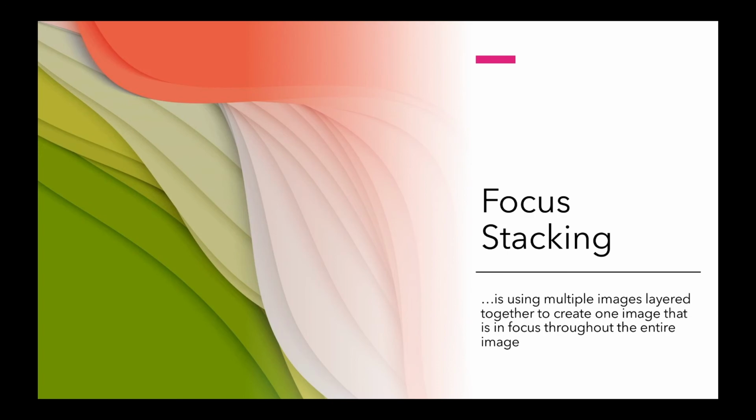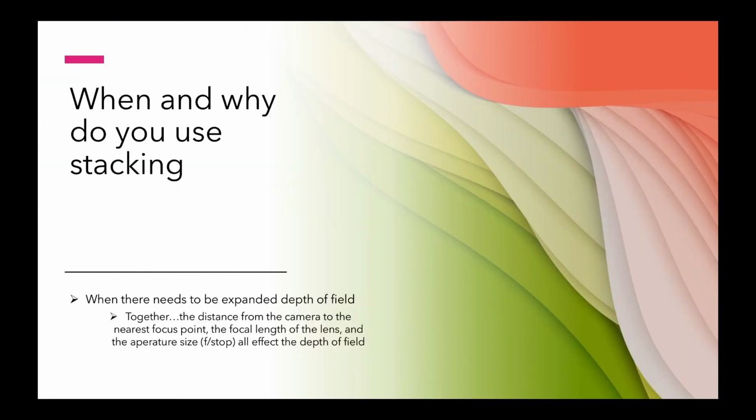So let's get started. What is focus stacking, just in case you're not familiar with exactly what we're doing? Focus stacking is taking multiple images of the same composition layered together to create one image that is in focus throughout the entire image. While one photo that you would take on your camera may get a portion of an image in focus, generally speaking, it is not sharp from front to back. So if we want to achieve focus from the nearest part of the photo to the depth of the photo, we need to do focus stacking. So we need to take multiple images and change our focus point throughout those images.